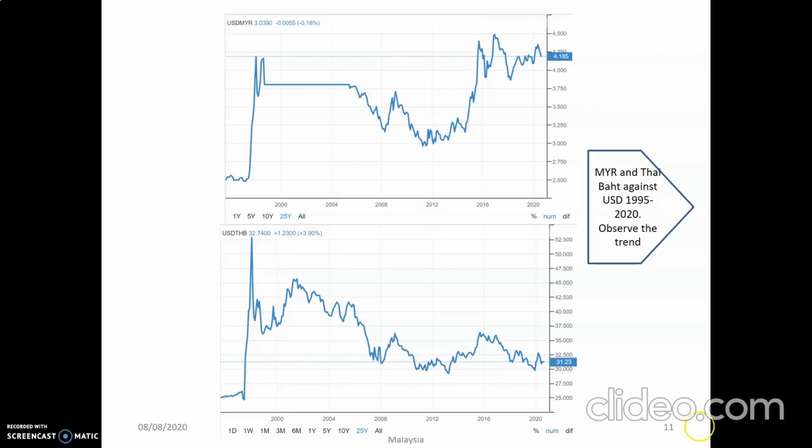Now observe the differences between the Malaysian ringgit and the Thai baht against the US dollar from 1995 to 2020. This graph shows changes of the Malaysian ringgit against the US dollar from 1995 to 2020. For the same range of years, you can see in this graph the changes of the Thai baht against the US dollar.